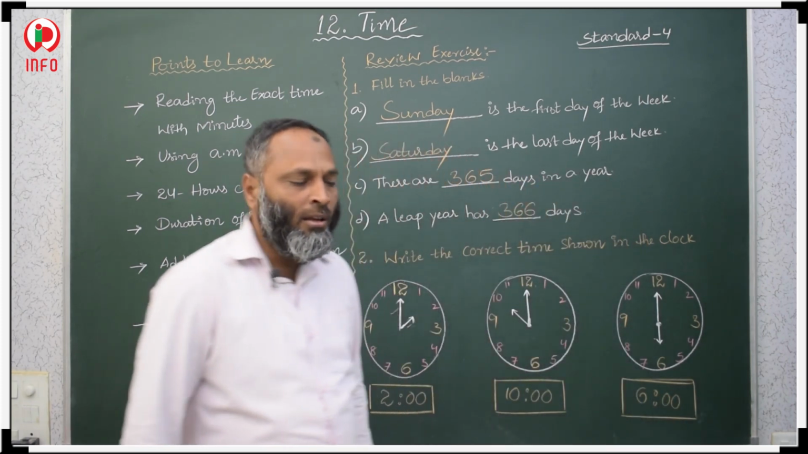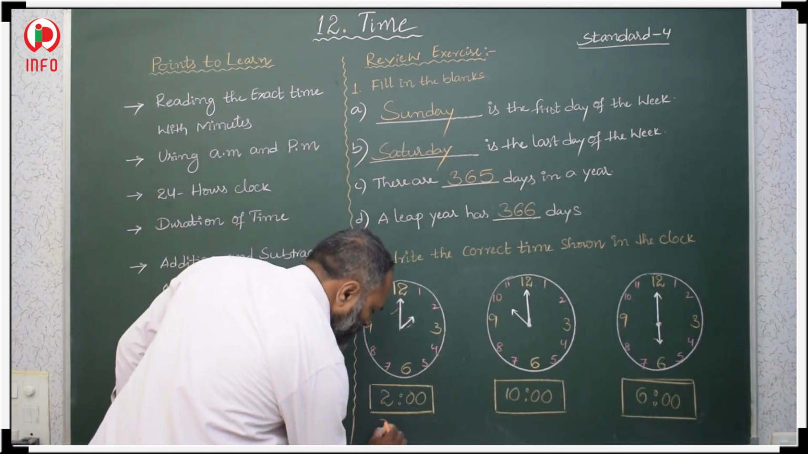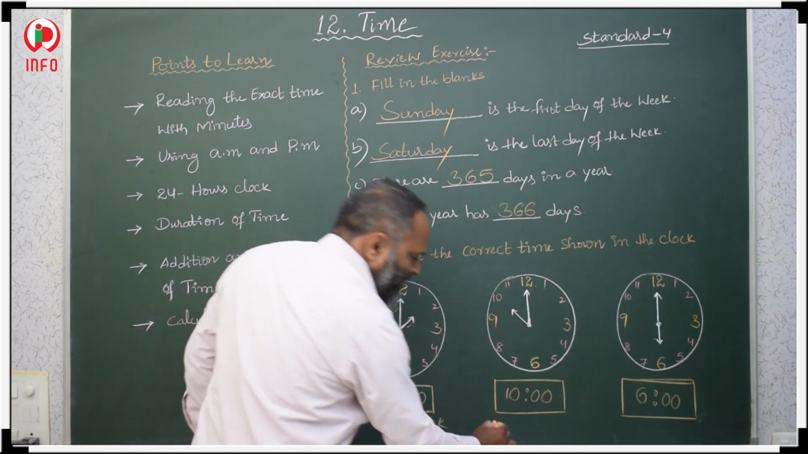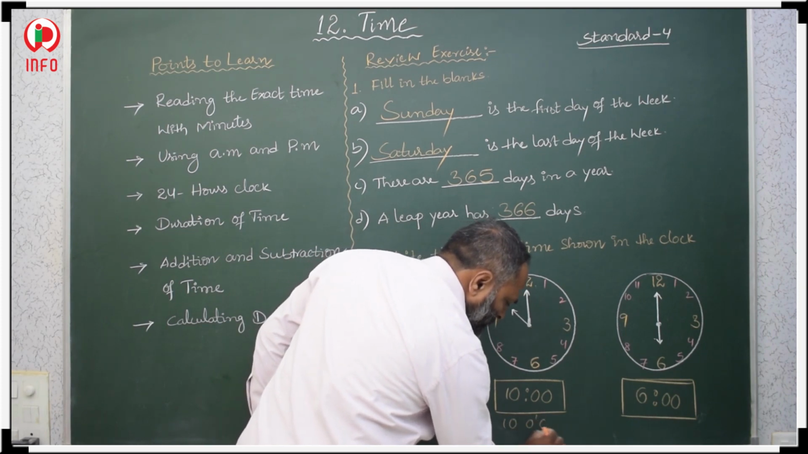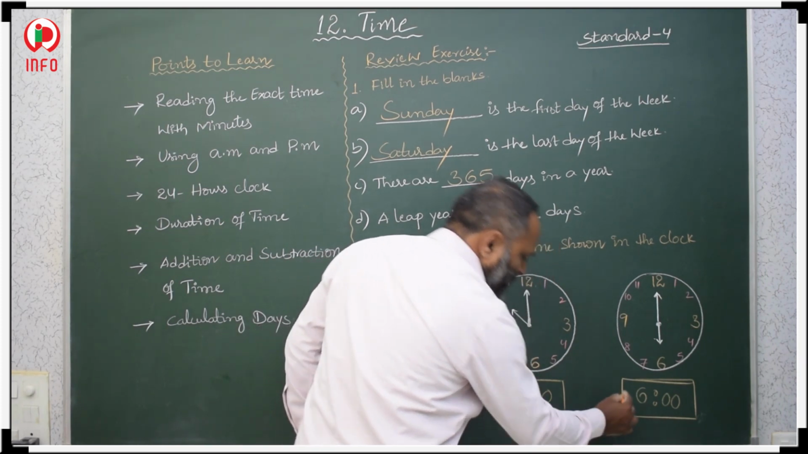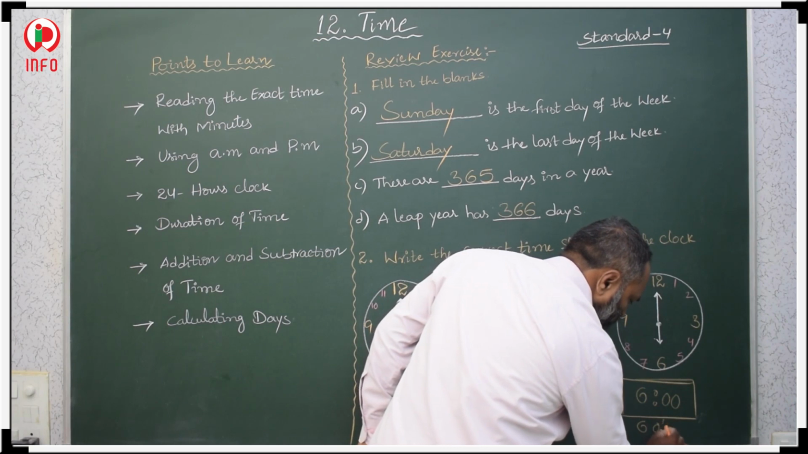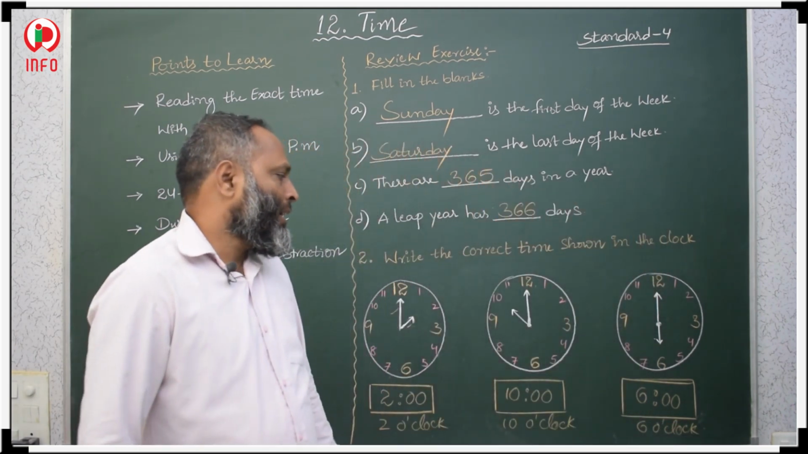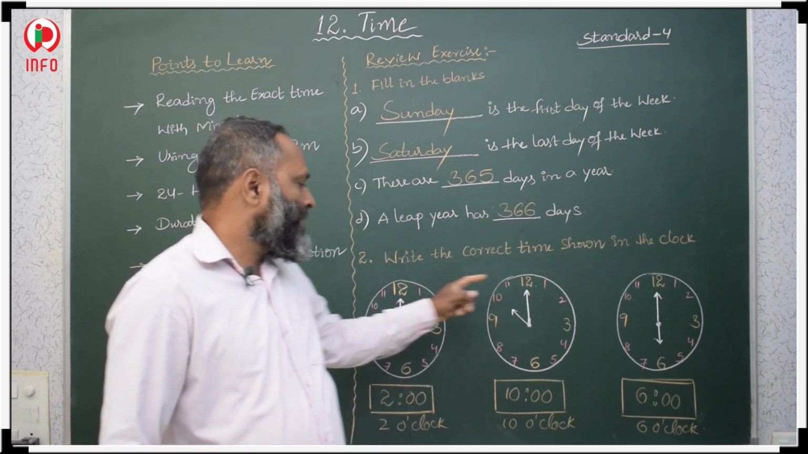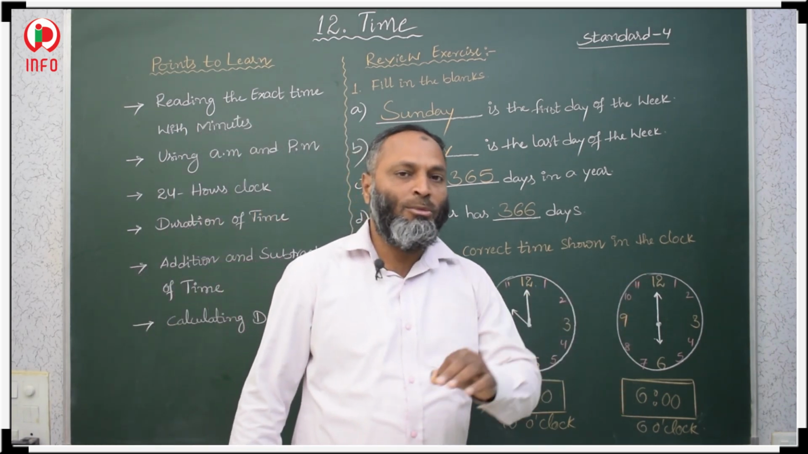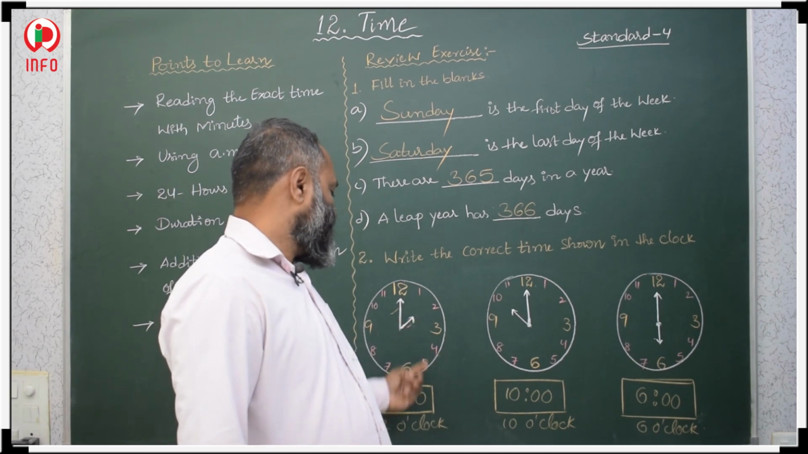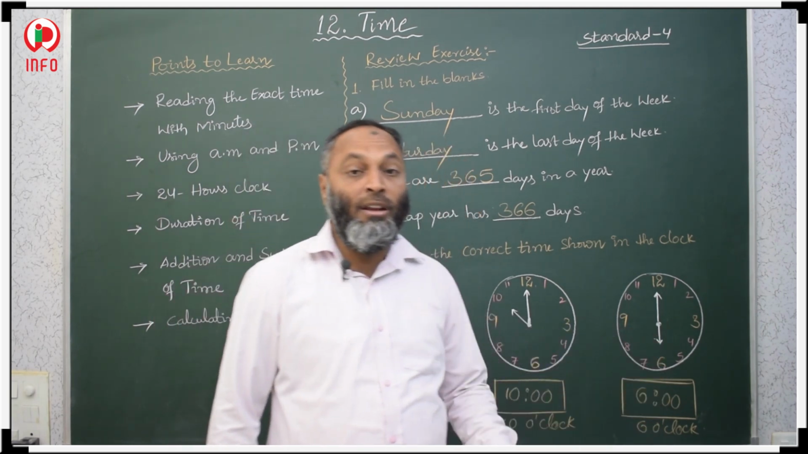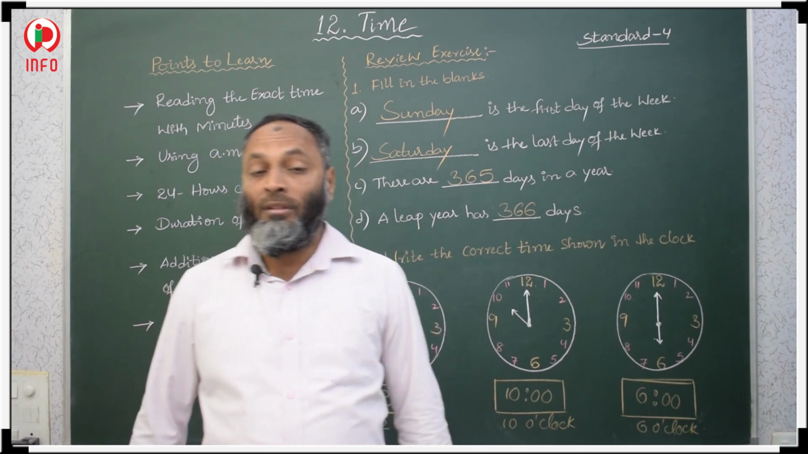Okay? Or we can write 2 o'clock, and also 10 o'clock, and also 6 o'clock. So, when the bigger hand is at 12, we just see where the smaller hand is. If it is at 2, then 2 o'clock. If it is at 10, 10 o'clock. If it is at 6, 6 o'clock. When the bigger hand is at 12. Okay?